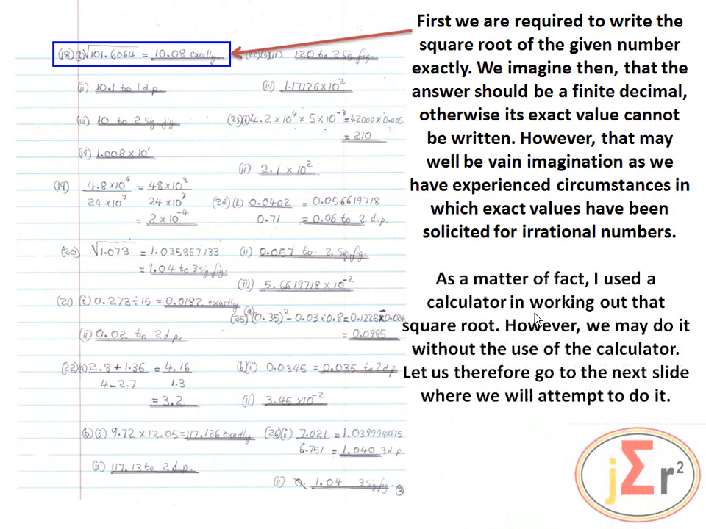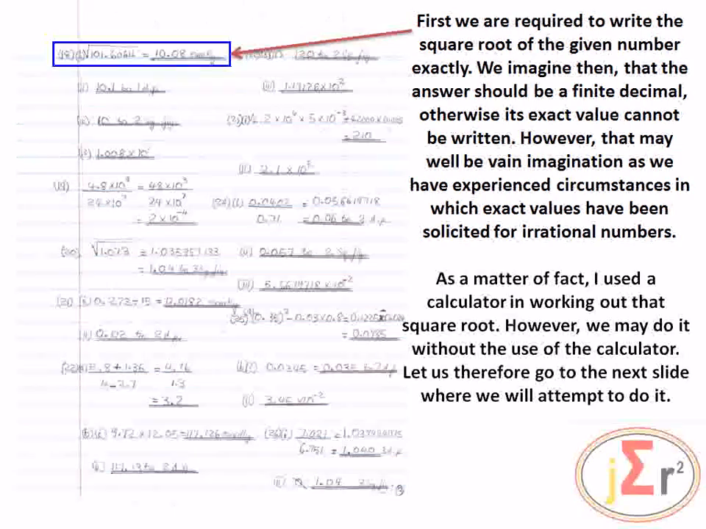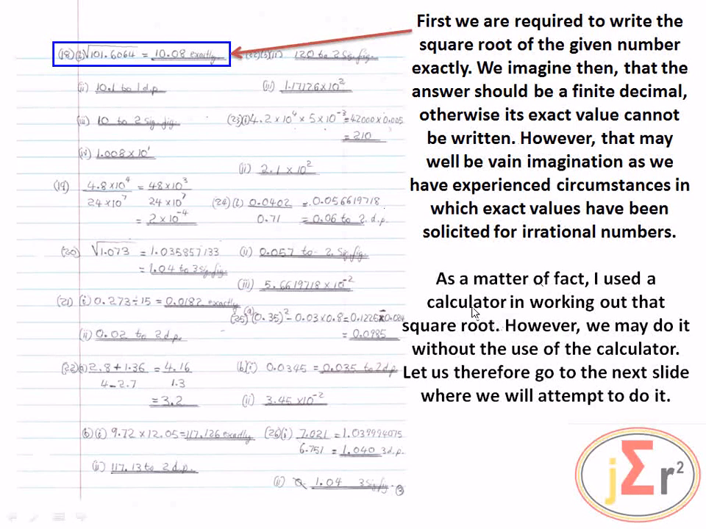As a matter of fact, I used a calculator in working out that square root that we have there. However, we may do it without the use of the calculator. Let us therefore go to the next slide where we will attempt to do it. Find the square root of this number with so many digits, and we will attempt that without the use of a calculator. And we are saying it is impossible. Well, we will see when we get to the next slide if that is impossible.